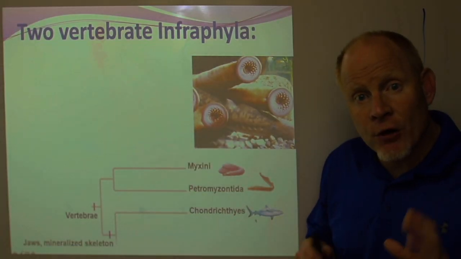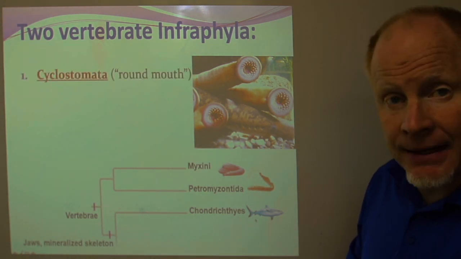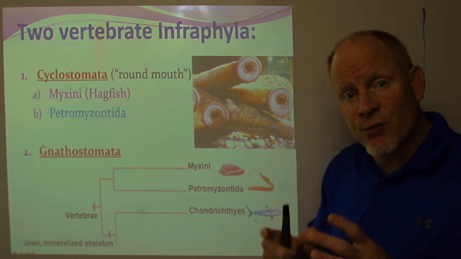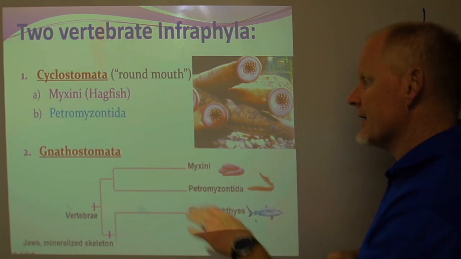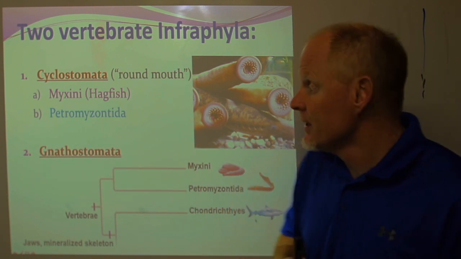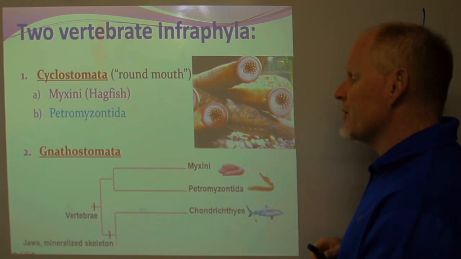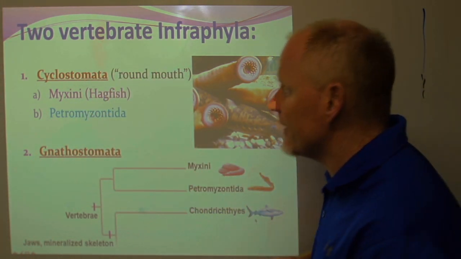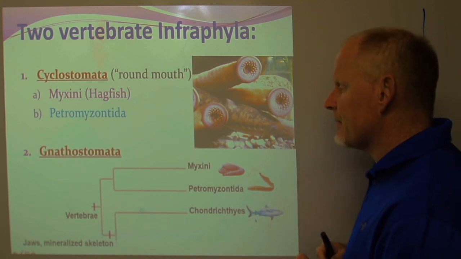Our subphylum vertebrata is going to be broken down into two infraphyla. One is called cyclostomata, and the second is called gnathostomata. Cyclo means round, stomata means mouth, so these are the round mouth fish. Gnathostomata means jawed form. They have a lower jaw, a mobile jaw, a hinge for a lower jaw. We're going to do the cyclostomes first. There are two groups: Myxininae, which are the hagfish, and Petromyzontida, which are the lampreys. We're going to talk about those two groups separately.